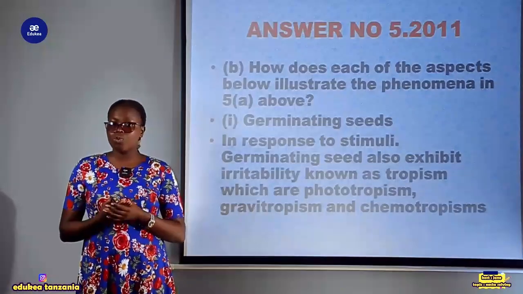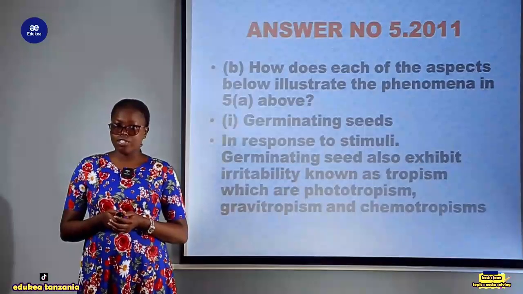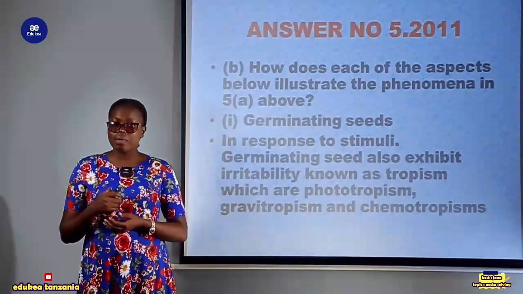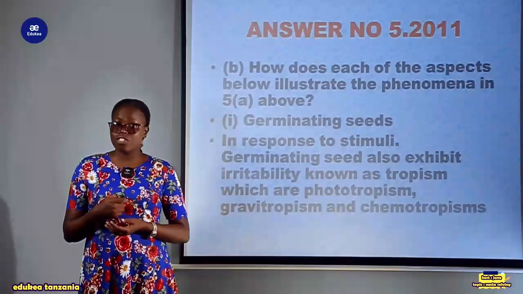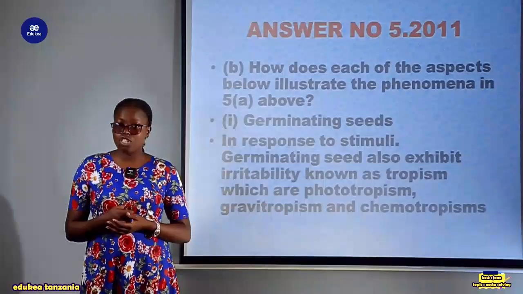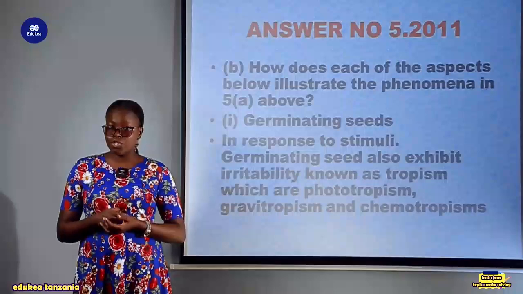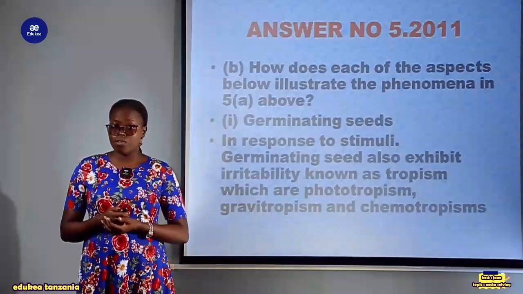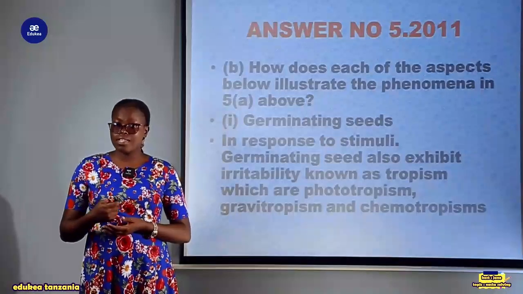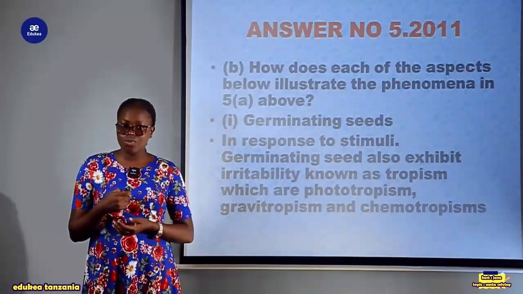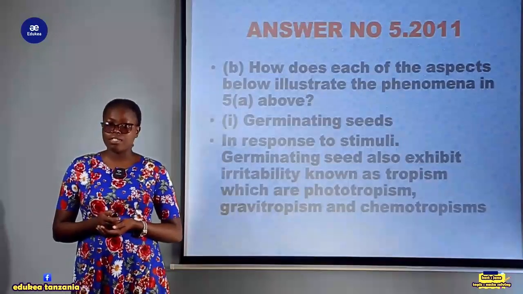So the plant tends to undergo either of these two forms of movement or coordination. The germinating seed, for example, tends to show phototropism. As the seed germinates, we know the seedling is shown by the development of shoots and also the development of roots. The shoots and the leaves tend to grow toward the sunlight, so they exhibit irritability by showing phototropism movement.